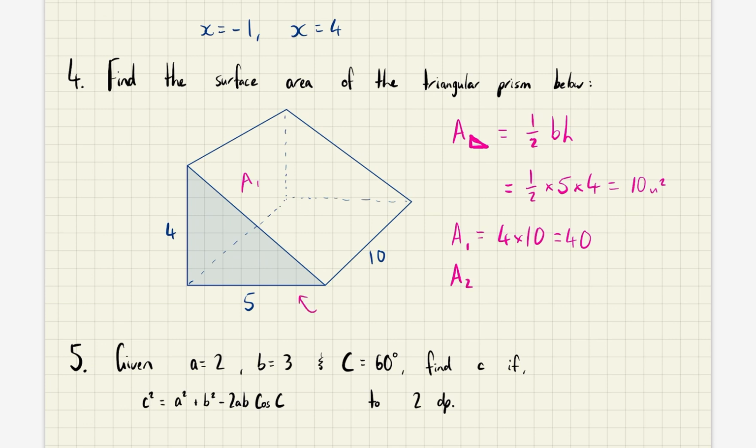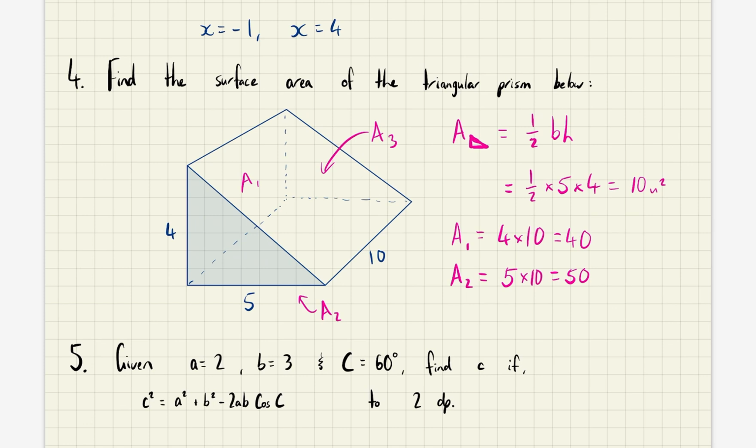So I'm just going to draw a little thing, and so it's area 2 underneath, and that's going to be 5 times 10, which is 50. And then the last one, which is this face here, is going to be A3. Now we can't actually do it yet because it's going to be this side times this side, and we don't have this length here. So I'm going to have to use Pythagoras to find it. So I'm going to do that over here on the left-hand side.